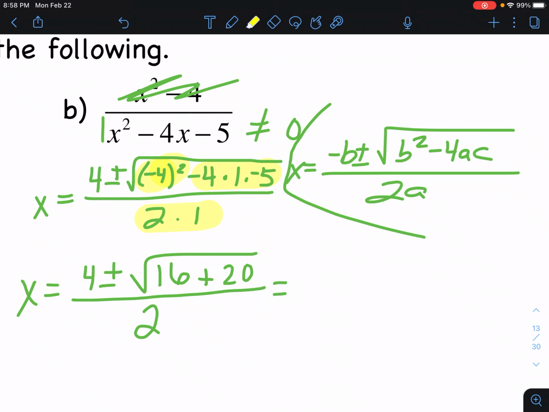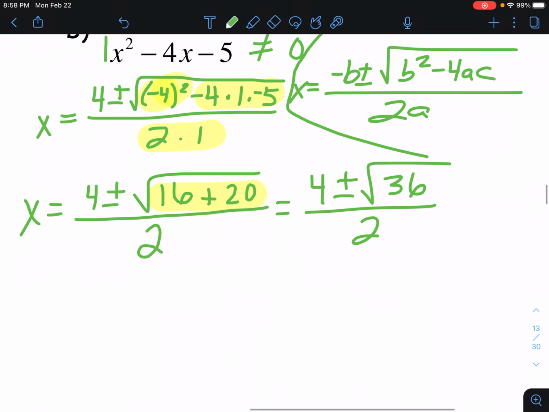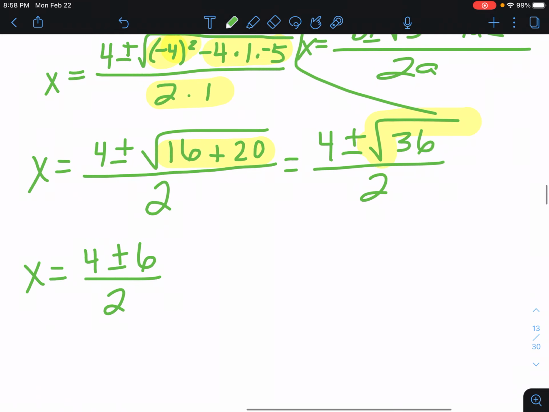After that, we want to reduce the expression to one number. So we can add 16 plus 20 to get the square root of 36. Then we take the square root of 36, which is 6. Now there's no more radical here, so we can split up and get two separate answers.